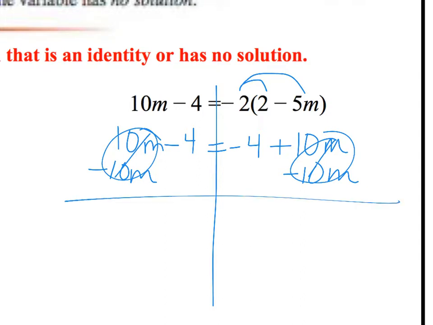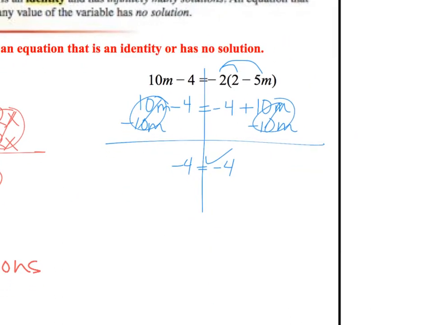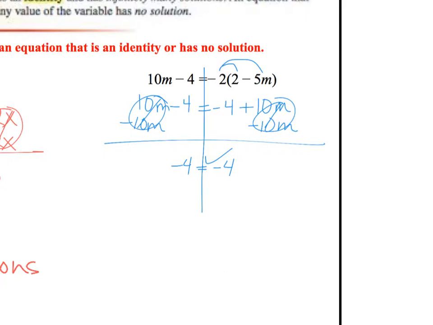And Emily, what do I have left? Negative 4, negative 4. Guys, is negative 4 equal to negative 4? Yes. Yes, that's true. So if you end up with something that's true, we say you've got a few options. You could say infinite solutions. You could say identity.